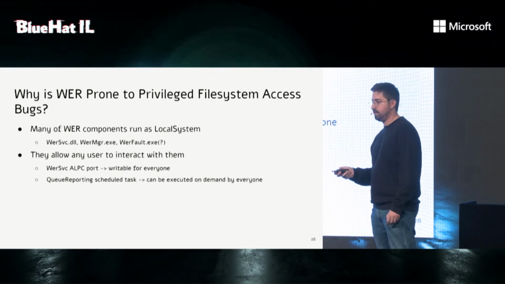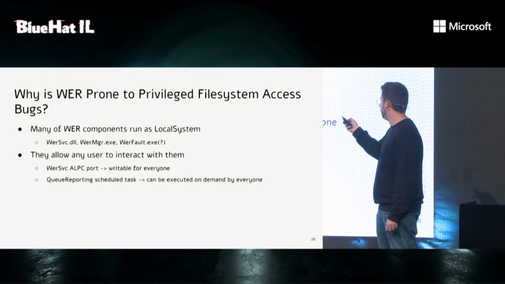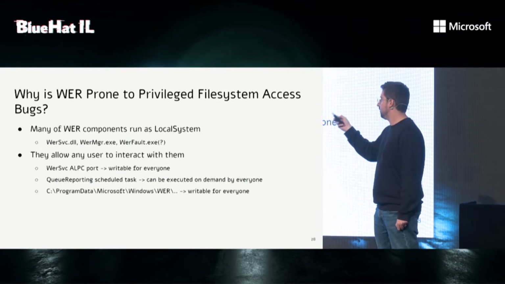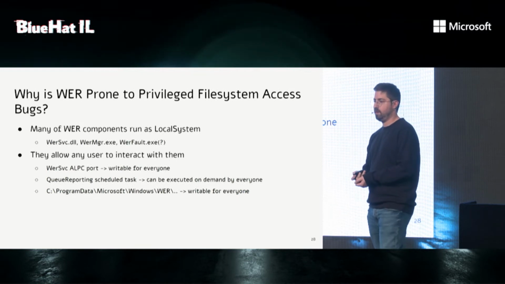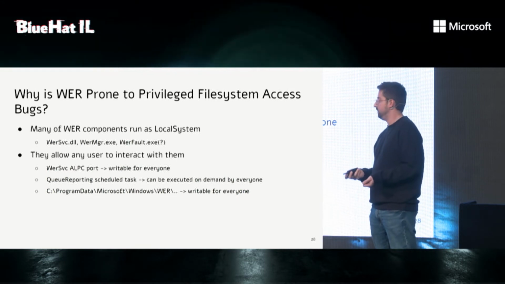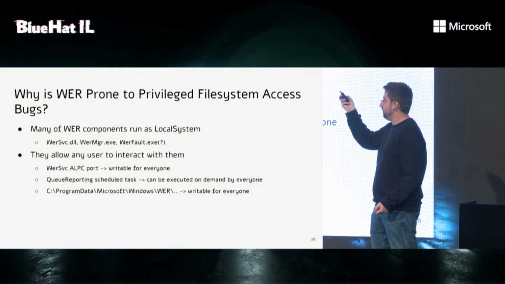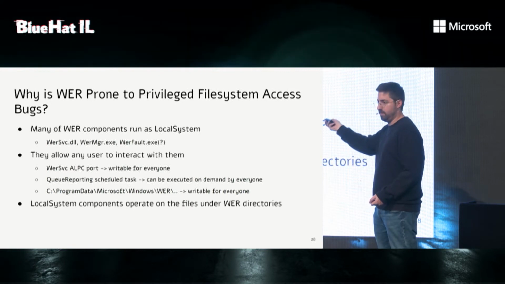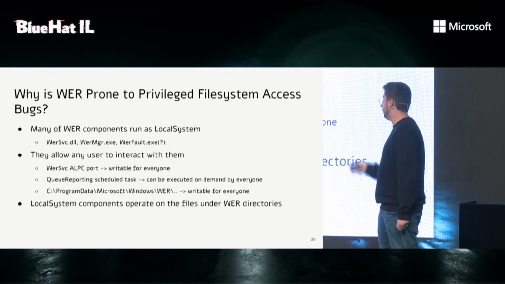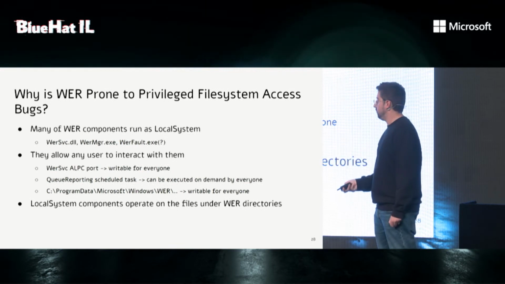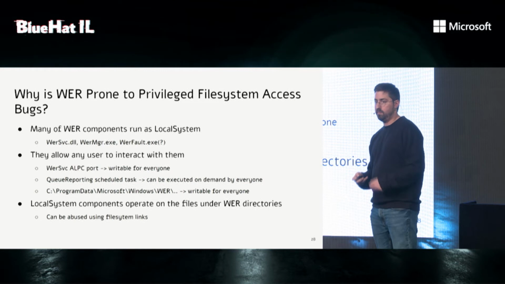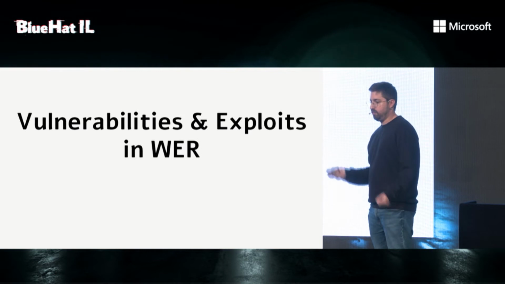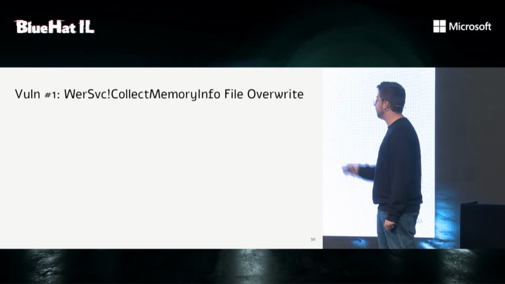The queue reporting scheduled task, for some reason, I'm not sure why, can be started on demand by any user anytime. And most importantly, C:\ProgramData\Microsoft\Windows\WER and its subdirectories are writable for almost every group on the system. So we have these privileged components, we can interact with them, and we can put files into the WER directory and its subdirectories. And these privileged components do a lot of interaction with those files. So if we create a file system link at the right time, we might abuse them into accessing any files we want. And I'll show some of the bugs, and I'll start with a warm-up bug.